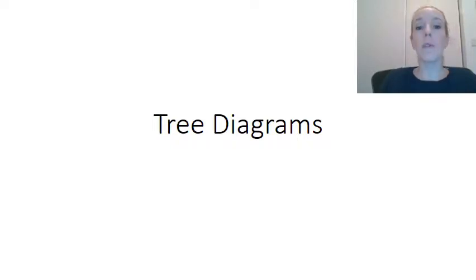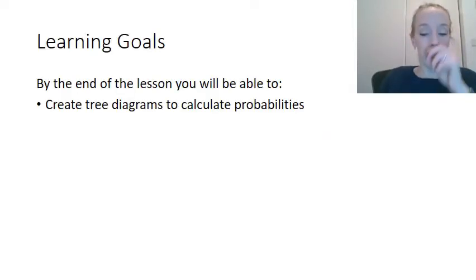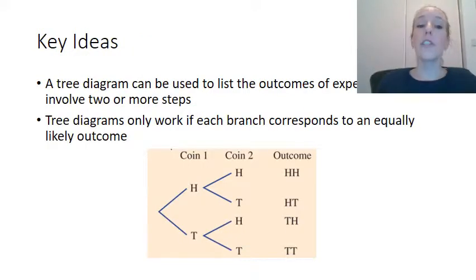So today's video will be on tree diagrams. Our learning goals for today are by the end of the lesson you'll be able to use tree diagrams to calculate probabilities, and you'll be able to create these tree diagrams. So a tree diagram is a way we can visually represent the outcomes of experiments that have multiple steps. The tree diagram can only be used if each of your branches corresponds to an equally likely outcome.